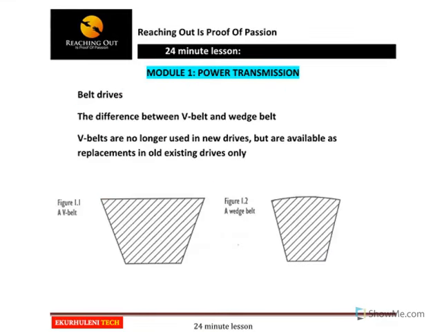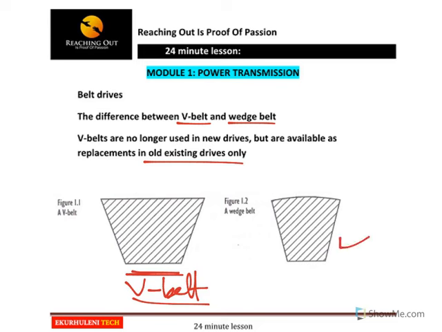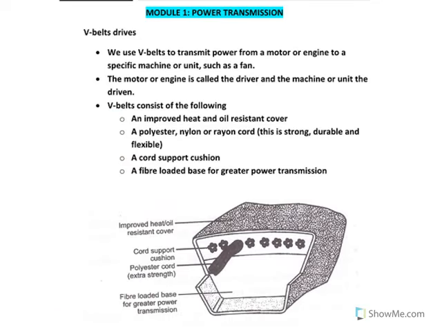As we move on to look at these drives, we're going to look at the differences between the V-belt and the wedge belt. Now, the V-belts are no longer used in new drives but are available as replacement in the old existing drives. So if you look at this V-belt here, it used to be used but now it is being replaced by the wedge belt. The major difference is that the V-belt here is straight, while the wedge belt, as you can see, has a curve, a wedge on the top. So this is the major difference. They can ask you to sketch these 2 diagrams to show the difference between a V-belt and a wedge belt.